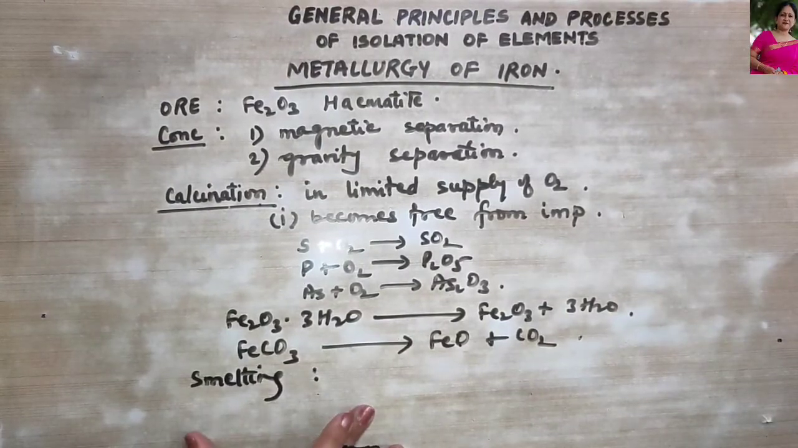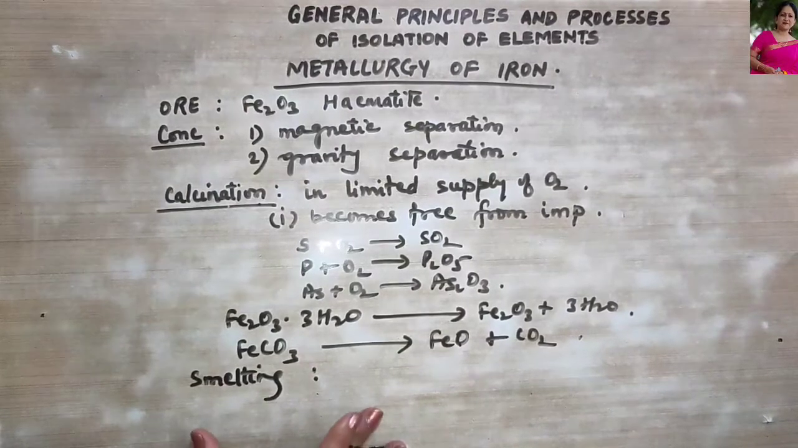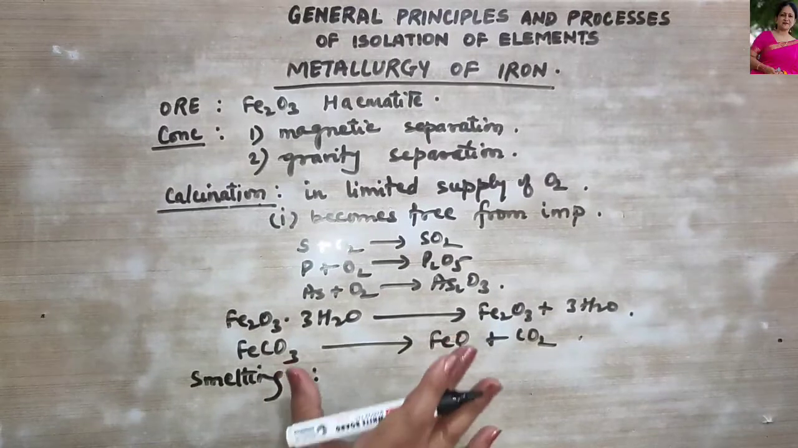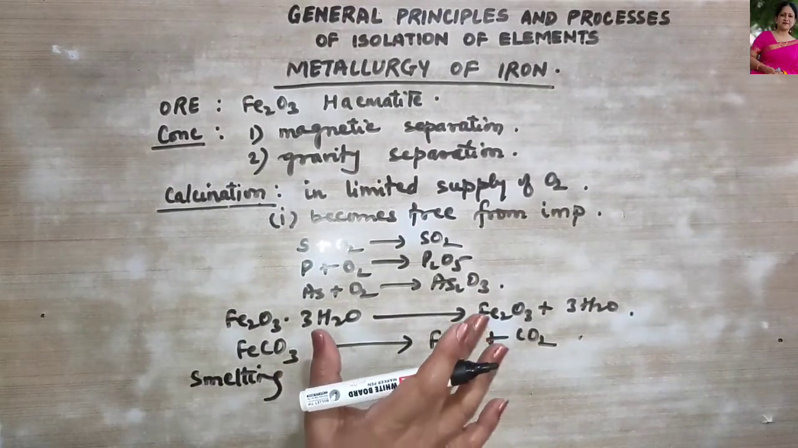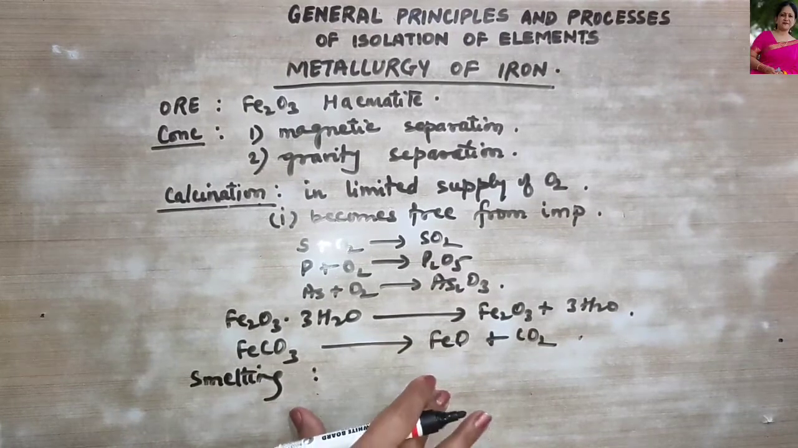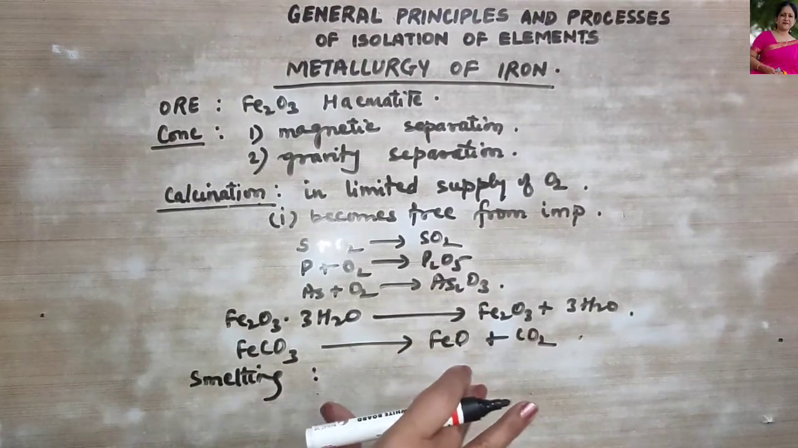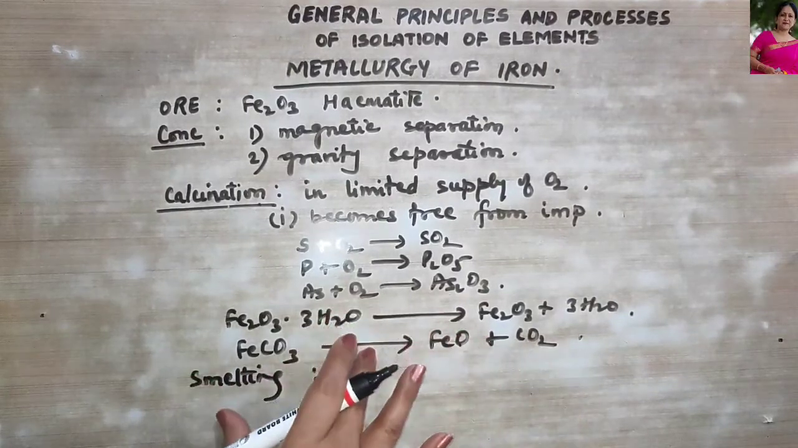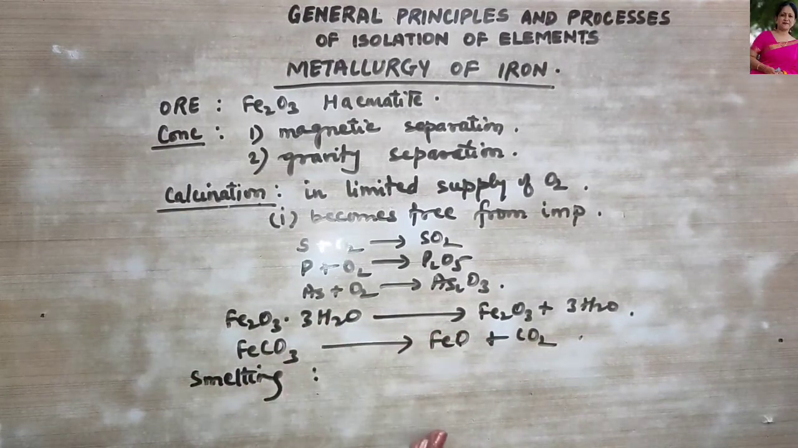So what is smelting? When the metallic oxide is reduced in the blast furnace by melting that particular oxide at high temperature. Clear? And for this, what do we use? We use a reducing agent. So which reducing agent are we going to use over here? We can use carbon, coke, right?